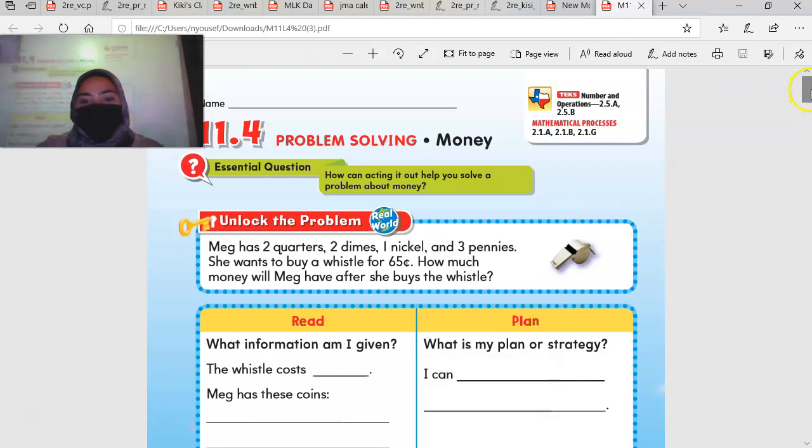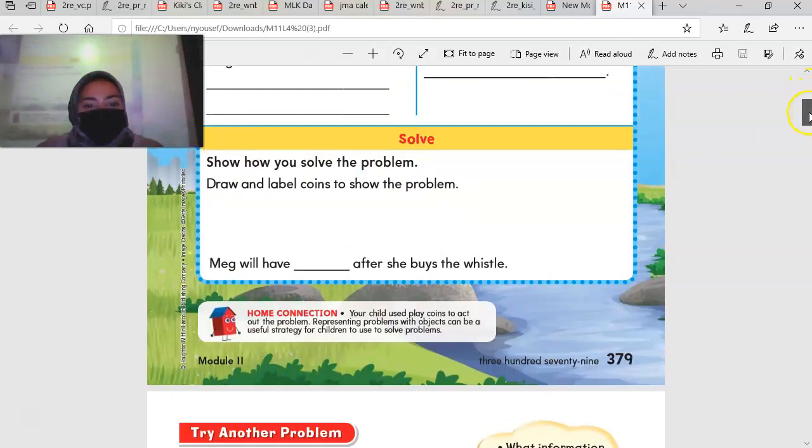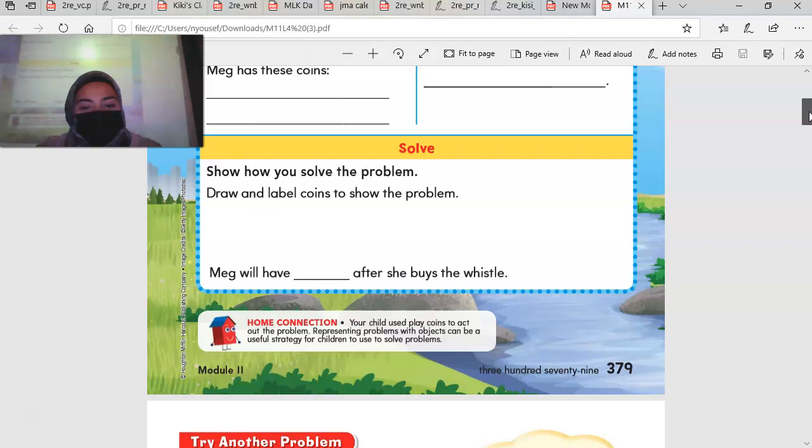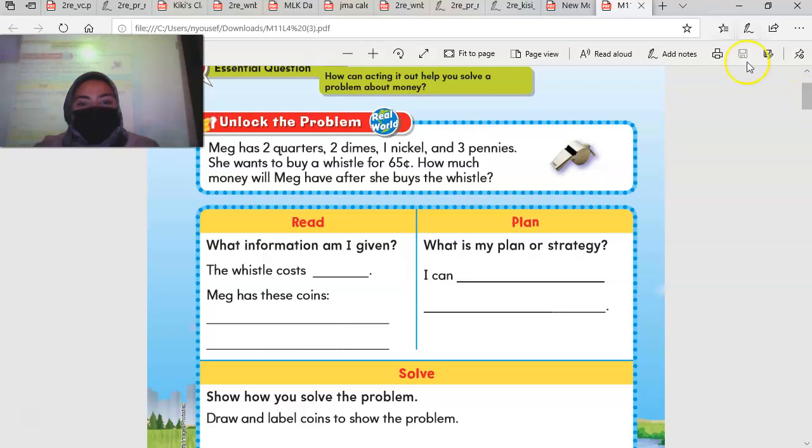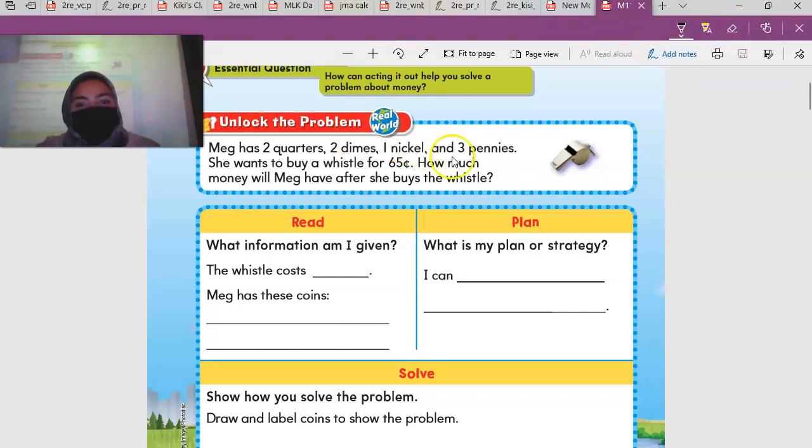Problem solving money. All right, let's read the problem. It says your child used play coins to act out the problem, representing coins. Okay, let's try. So Meg has 2 quarters, 2 dimes, 1 nickel, and 3 pennies. She wants to buy a whistle for 65 cents. How much money will Meg have after she buys the whistle?